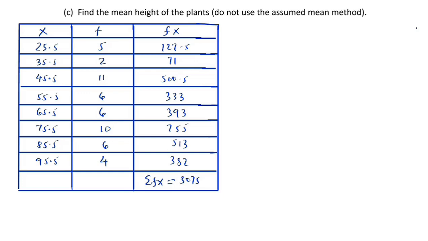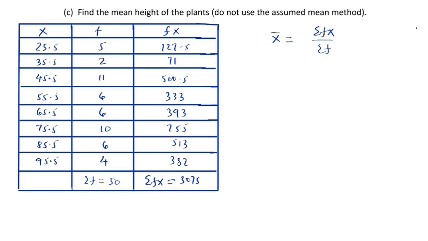Okay, so now to find the mean, we are going to use the formula which says x bar equals summation of fx over summation of f. Let us just find the summation of f and fill up our table. Summing all these values for frequency, we have summation of f equals 50. Let us now substitute these values into our equation.